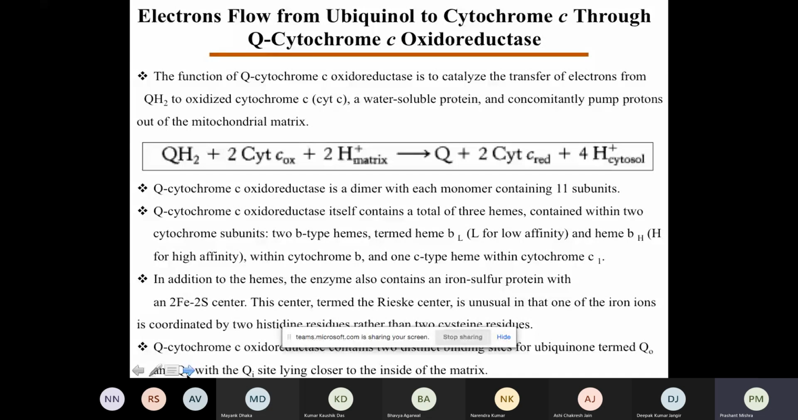The coenzyme Q-cytochrome C oxidoreductase is a dimer with each monomer containing 11 subunits. At this point, it is not important. We are not discussing the structure, so I'm not interested in giving all the structure. But what is important is that in addition to heme, the enzyme also contains an iron sulfur protein, which I have discussed earlier.